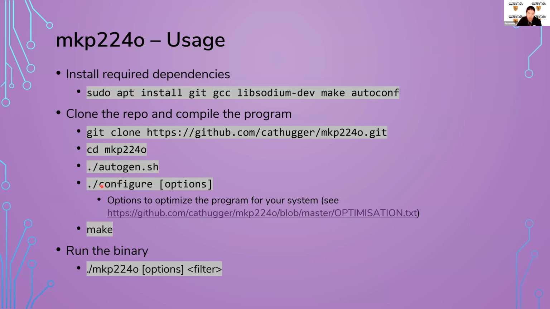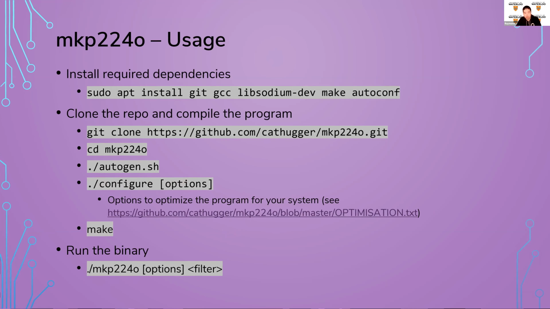configure because it's C, and then ./configure with any options. And I'll talk about options in a second. But you can visit this link to get the list of optimizations. Basically, the program is optimized for different architectures. For example, if you're on ARM, if you're on x64, etc., you would have different optimizations to make it run faster. So that would be compile time optimizations. Once you do configure it, you would make, and then you would run the binary.